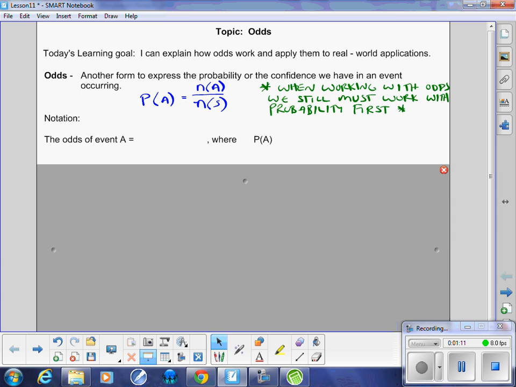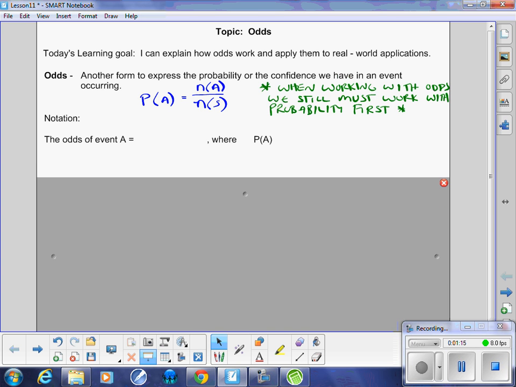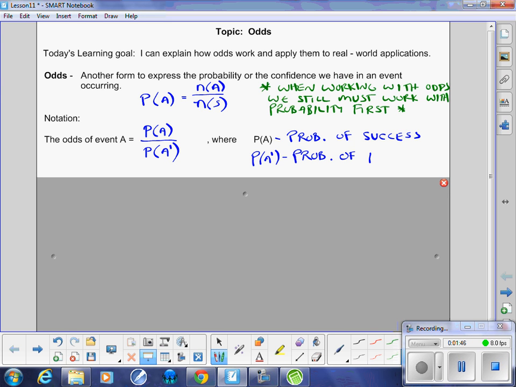Okay? So the notation, odds of event A. We're looking at what is the probability of success compared to what is the probability of failure. So P of A is the probability of success. P of A prime is the probability of failure. And that's what odds compare: how many ways you can be successful compared to how many ways you can fail.